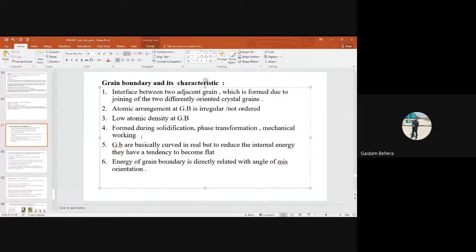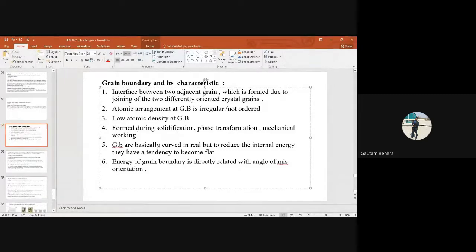And grain boundary is basically formed during solidification. When liquid becomes solid, the grain boundary will form, and it may also form during phase transformation. When one phase changes to another phase, grain boundary formation will be there. And during mechanical working, if temperature is available, grain boundary may also form. This is not the right time to discuss much of the things. You should just remember this right now.